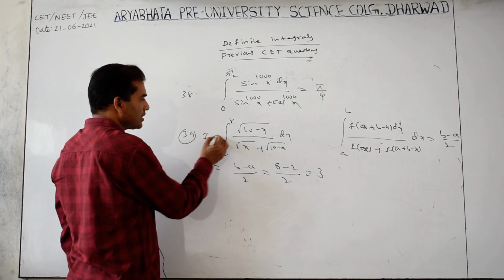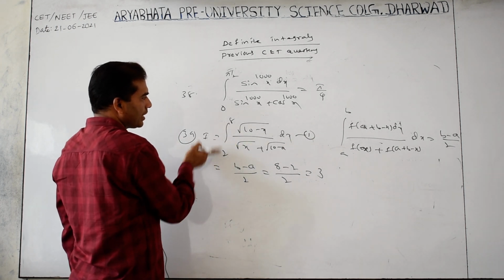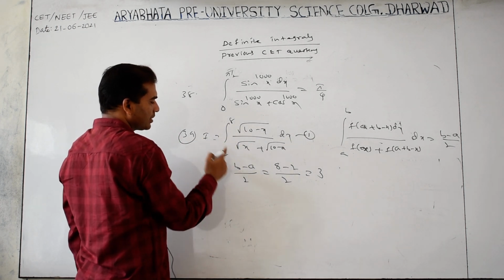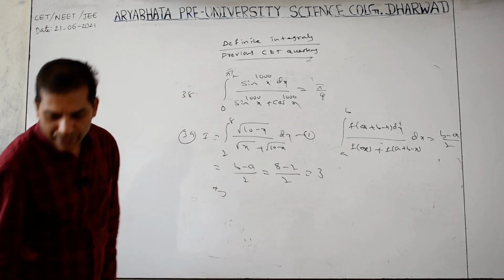In the theory method, let this be I, equation 1. Apply limits a to b, and in place of x put 10 minus x. Again you will get this, both add, everything will cancel, and the integration of 1 dx you will get.